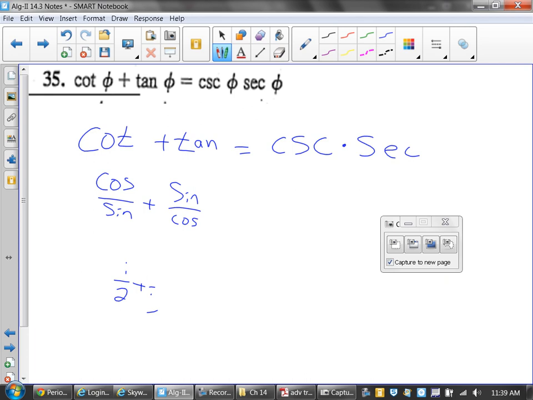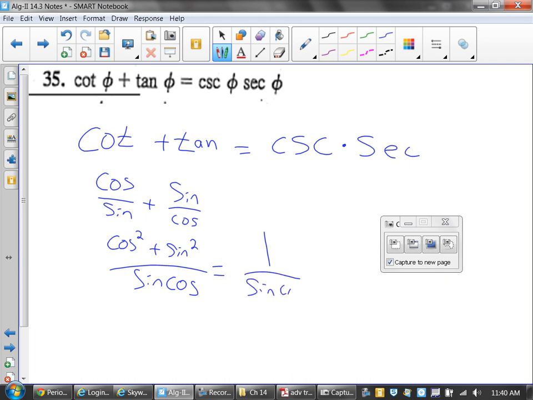So to make this work, your common denominator would be sine cosine. The fraction on the left is missing what? Sine. So cosine times cosine is cosine squared. The fraction on the right is missing a sine, so you get sine squared. What's cosine squared plus sine squared? 1. So 1 over sine cosine.